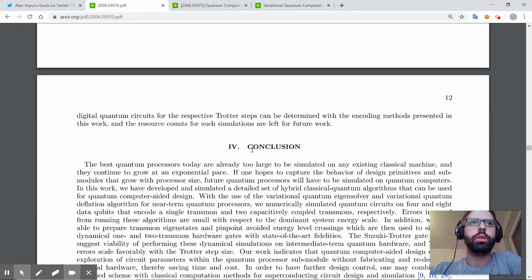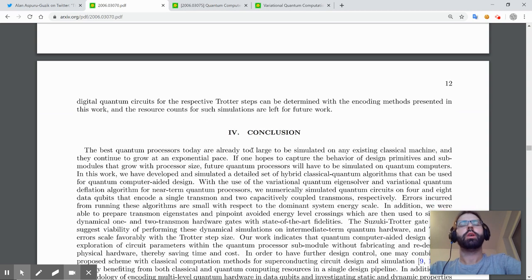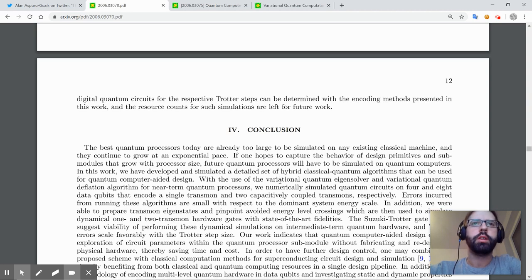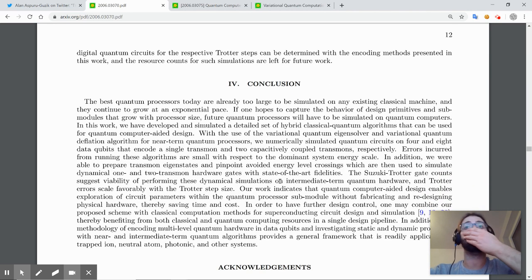Okay, conclusion. The best quantum processors today are already too large to be simulated on any existing classical machine, and they continue to grow at an exponential pace. If one hopes to capture the behavior of design primitives and submodules that grow with processor size, future quantum processors will have to be simulated on quantum computers. In this work, we have developed and simulated a detailed set of hybrid classical units that can be used for quantum computer-aided design.